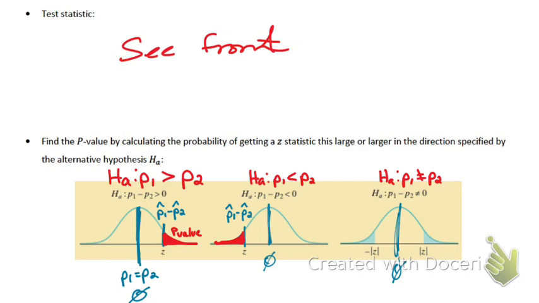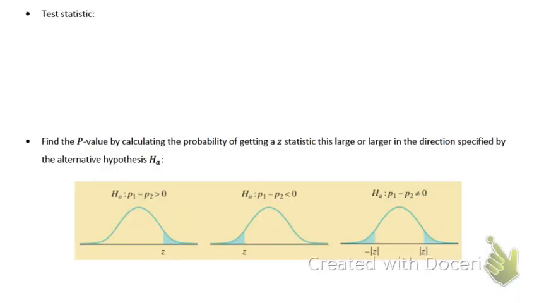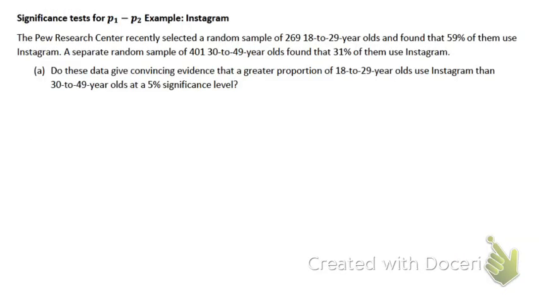All right, let's do an example. The Pew Research Center recently selected a random sample of 269 18 to 29-year-olds and found that 59% of them use Instagram. A separate random sample of 401 30 to 49-year-olds found that 31% of them use Instagram. So we have two populations. What are the two different populations? The different ages. Okay, cool. We took different sample sizes from each, and that's fine.